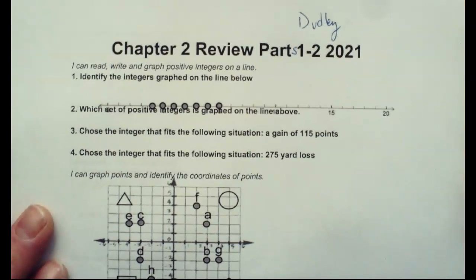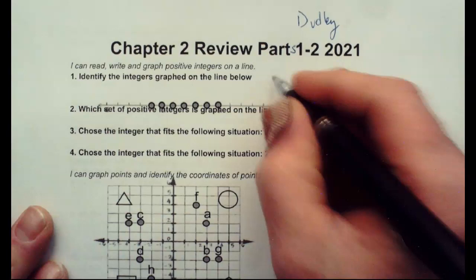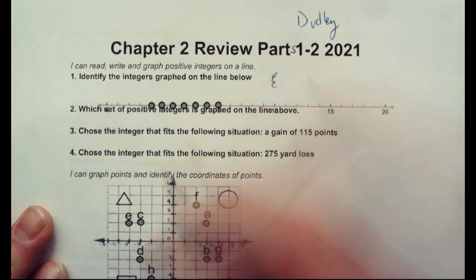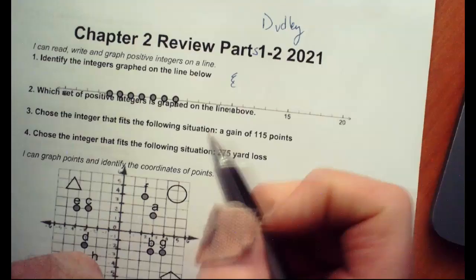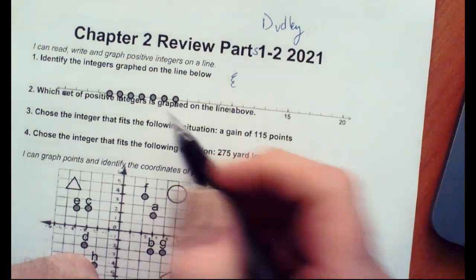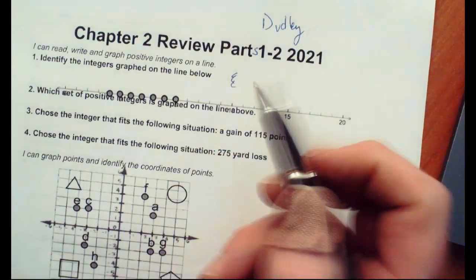Identify the integers graphed on the line below. You should put a little bracket here, and then we just have to put these in. I know this is kind of hard to read. This got slipped down here, but let's just take a look at this and see if we can figure this out.